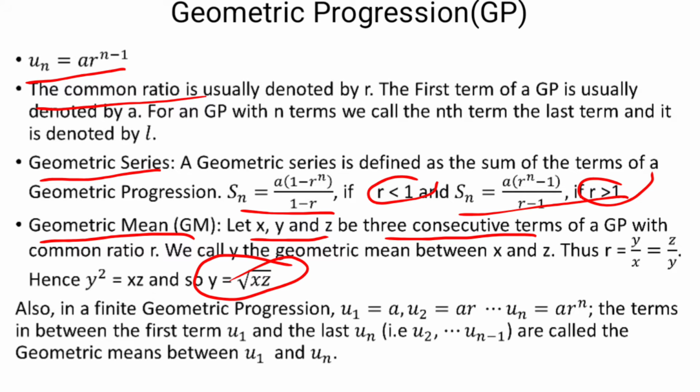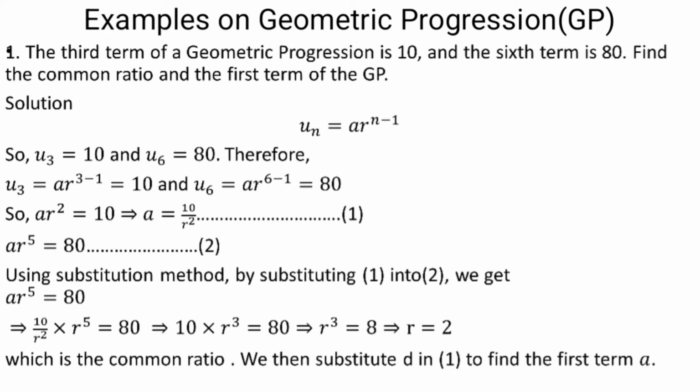Okay, so we also have the condition that if you have a finite geometric progression of this form, then we call u2 to un minus 1 the geometric means between u1 and un. There's a comma missing here. Okay, so you need to know these definitions. Again, like we did earlier in the video for the arithmetic progression, you can pause the video and practice this solution. Just do a revision, because these are things you've done in secondary school. Same also for example 2.